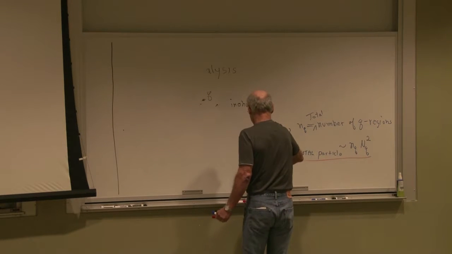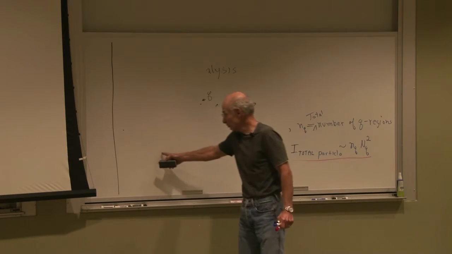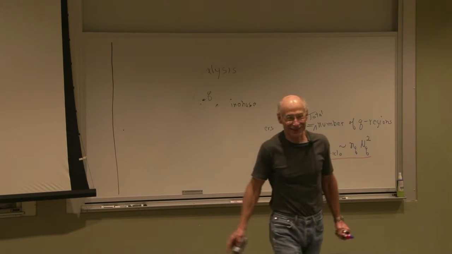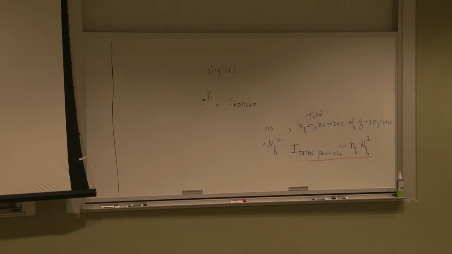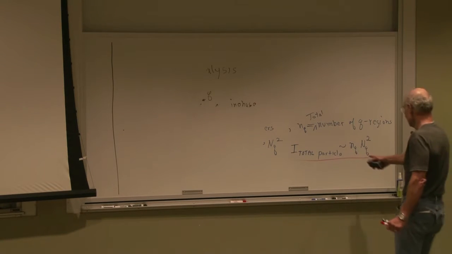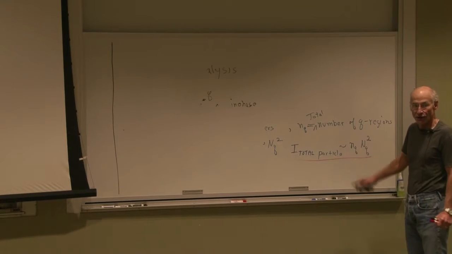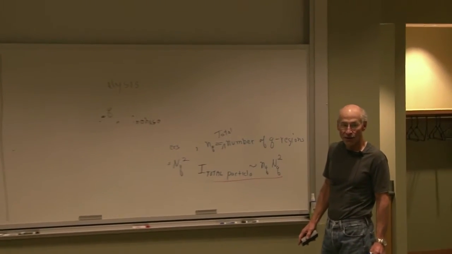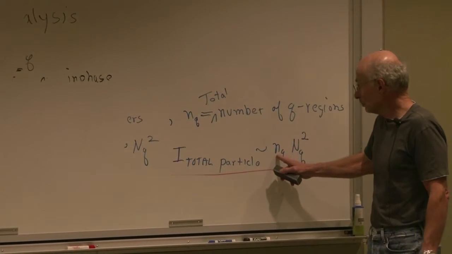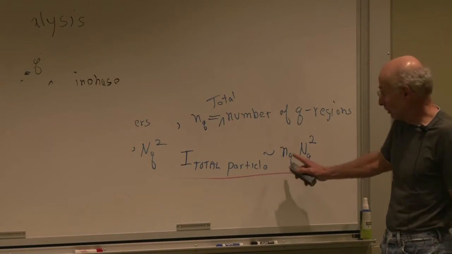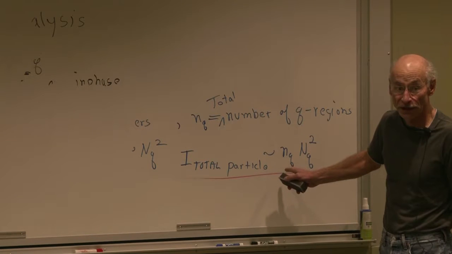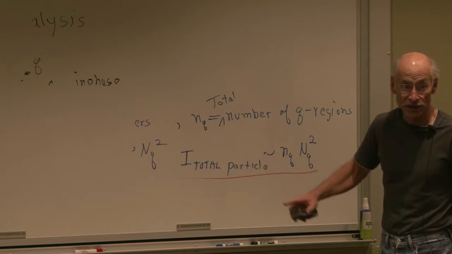Sorry, I have a question. But the total intensity is proportional to the number of Q regions, with like NQ squared. So those are contributed by the surface? Yeah, those will be the ones on the surface that are active. So I'm going to have to pay attention to that when I set this up.